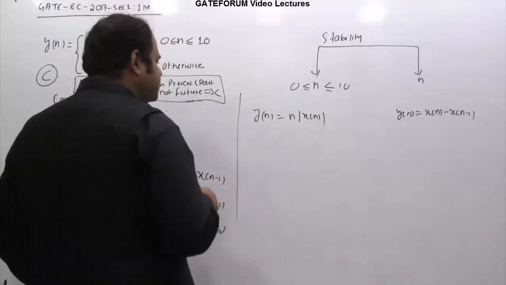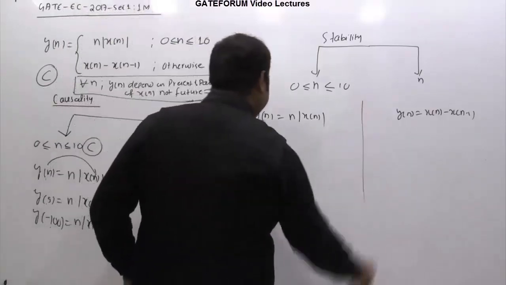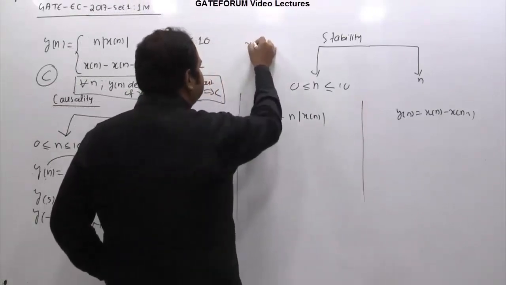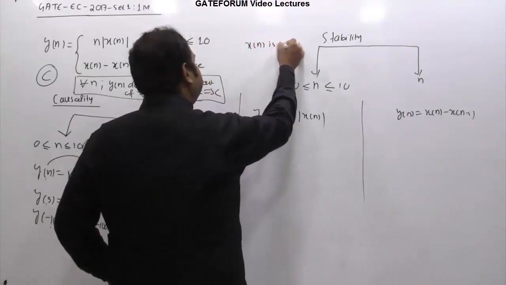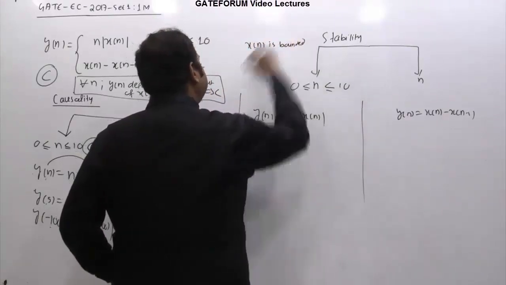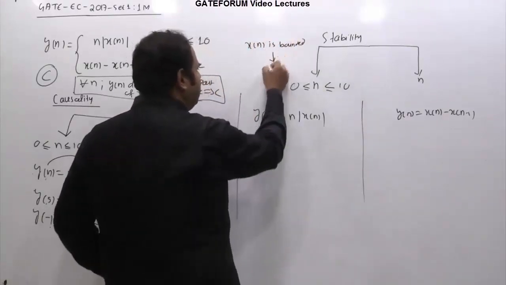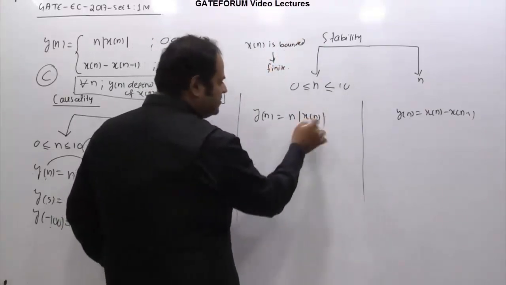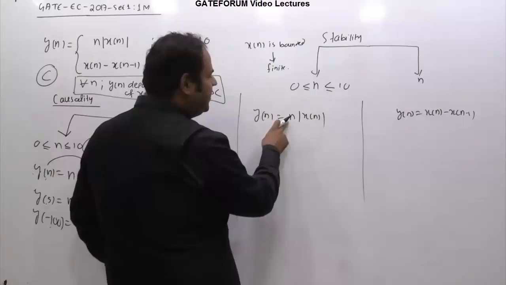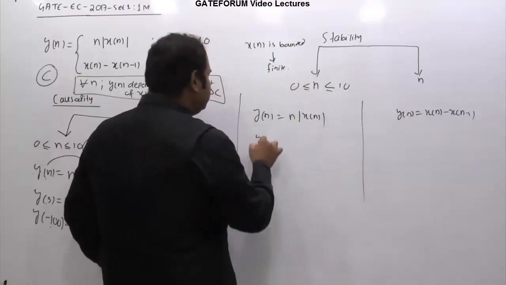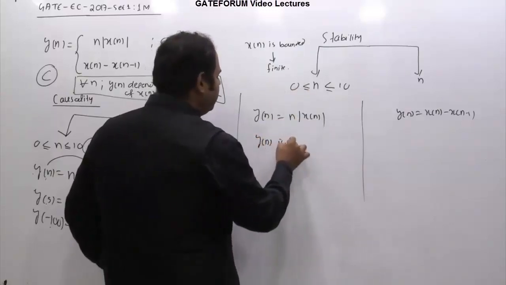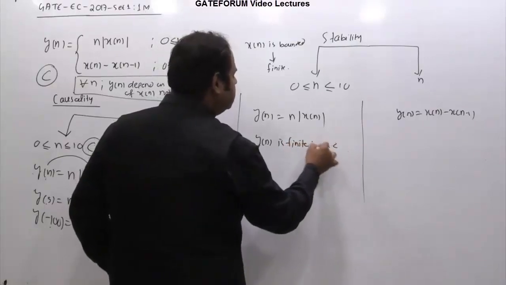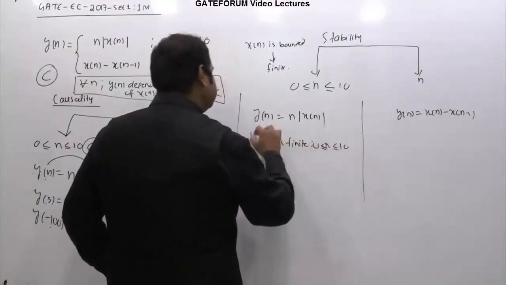So in this case, between 0 to 10, this is n into x of n. It makes sense. If I am telling x of n is bounded, what does it mean? So x of n is finite in this range. If this x of n is finite and n is varying between 0 to 10, don't you think y of n is also finite for this range of n? Y of n is finite for n equals 0 to 10. This is obvious, right? Why?